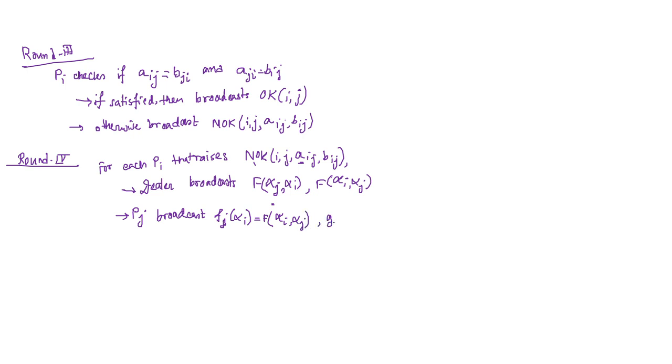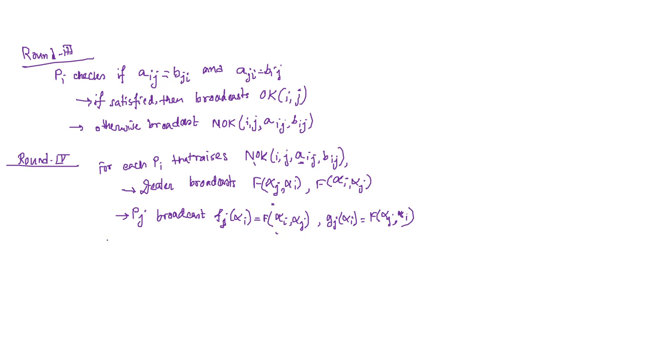Also broadcast Gj of alpha I, which is equal to alpha j. So all these are made public. And from here it is clear that either the dealer cheated, or one of Pi or Pj cheated.